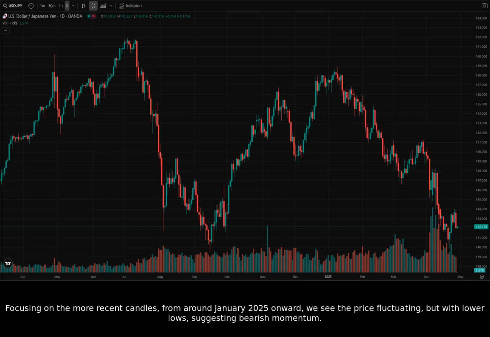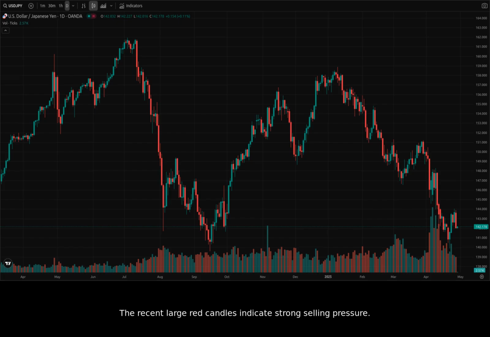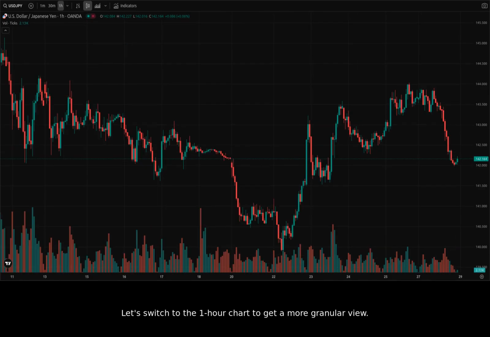Focusing on the more recent candles, from around January 2025 onward, we see the price fluctuating, but with lower lows, suggesting bearish momentum. The recent large red candles indicate strong selling pressure. We will want to see how it acts around the 142 level to confirm bearish continuation. Let's switch to the 1-hour chart to get a more granular view.